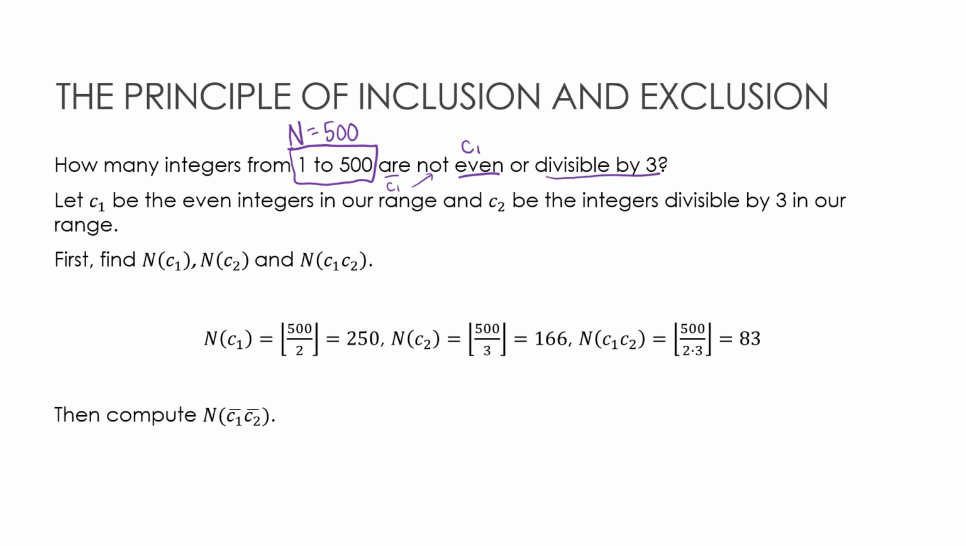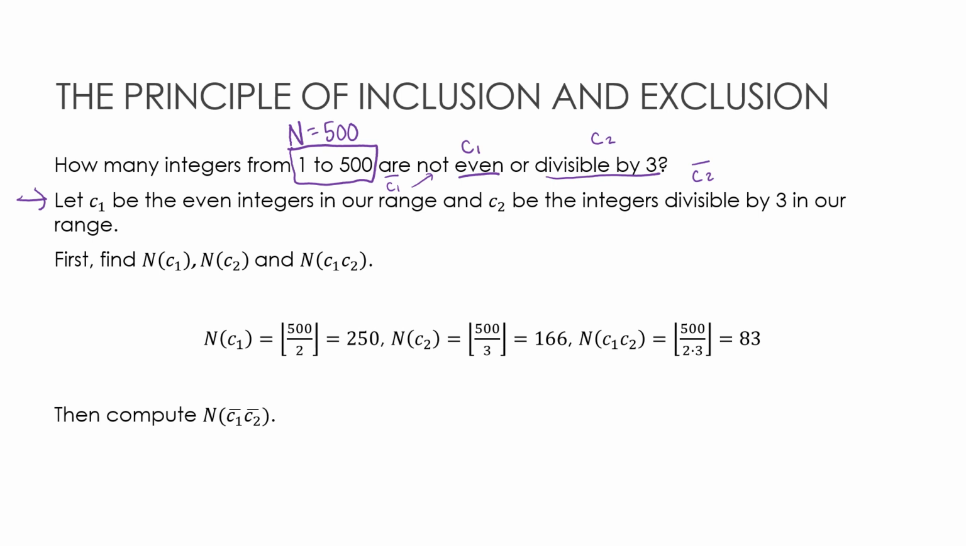Divisible by 3 would be C2, and of course we're saying not even or divisible by 3, so I'm really going to be looking for not C2. So again, this is saying C1 is even, C2 is integers divisible by 3. So how do we find those values quickly?